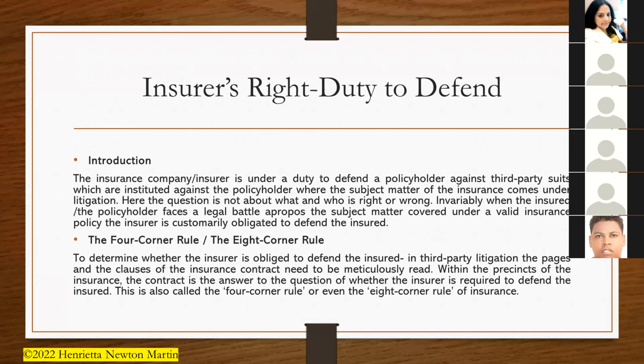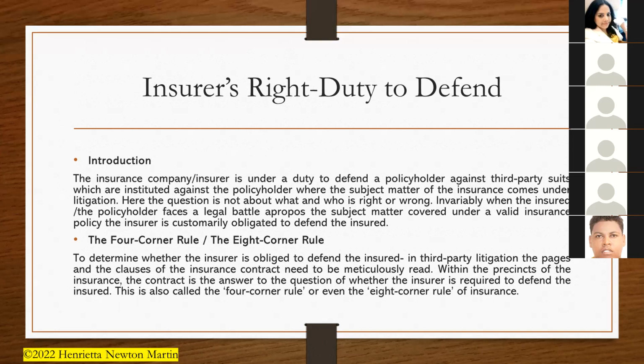Now, there is this four-corner rule, you can also call it an eight-corner rule. To determine whether the insurer is obliged to defend the insured in third-party litigation, the pages and the clauses of the insurance contract need to be carefully read. Within the parameters of the insurance contract lies the answer to whether the insurer is required to defend the insured. So this is called the four-corner rule or even the eight-corner rule of insurance.